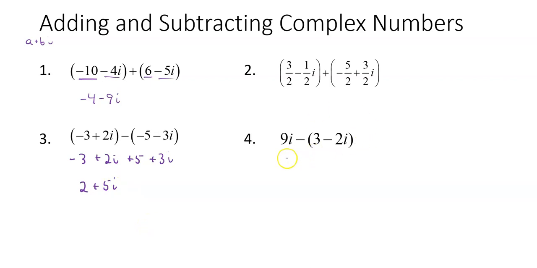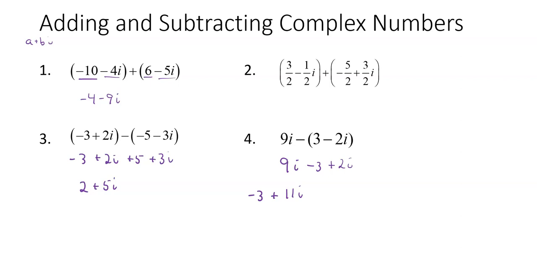All right, for number 4, again, I might want to distribute that negative sign. So I got a negative 3 and a plus 2i. 9i plus 2i is 11i. But if I want to do this in a plus bi form, I better put the negative 3 first, plus 11i. So adding and subtracting is relatively simple. The one above it just says fractions, but it's the same idea.